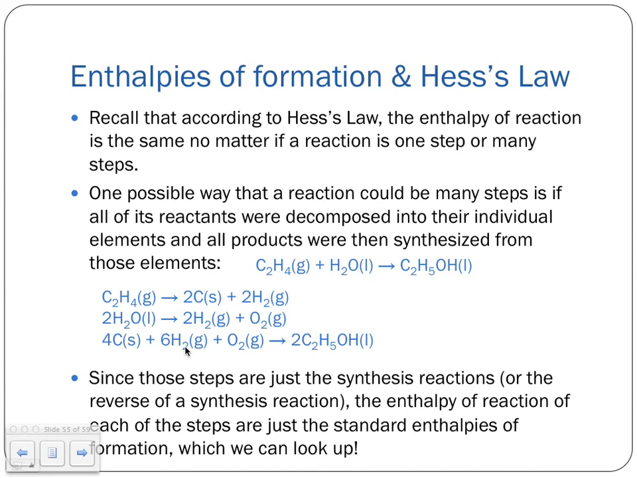Let's look at an example. So suppose that we have this reaction right here: C2H4 plus H2O yields C2H5OH. Well, this C2H4 that we start with, we could just take that and break it up into its component atoms: 2C plus 2H2. Well, those are the elements in their standard states. Carbon is going to be a solid at standard state, hydrogen is H2 in the gaseous form right there. So we've taken that carbon, we've broken apart its bonds.